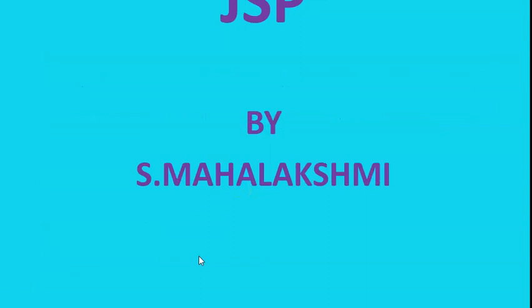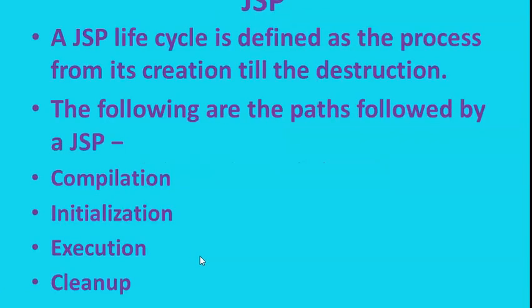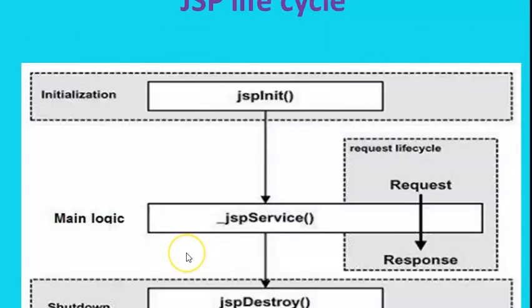Good morning students. In this video I am going to explain about JSP. First we will see the JSP life cycle. What are the processes available in JSP? Four steps are there. First one is the JSP program is compiled and converted to a servlet program, then only it is executed. And then the three steps happening are initialization, execution and cleanup. These are the processes happening in the JSP life cycle.